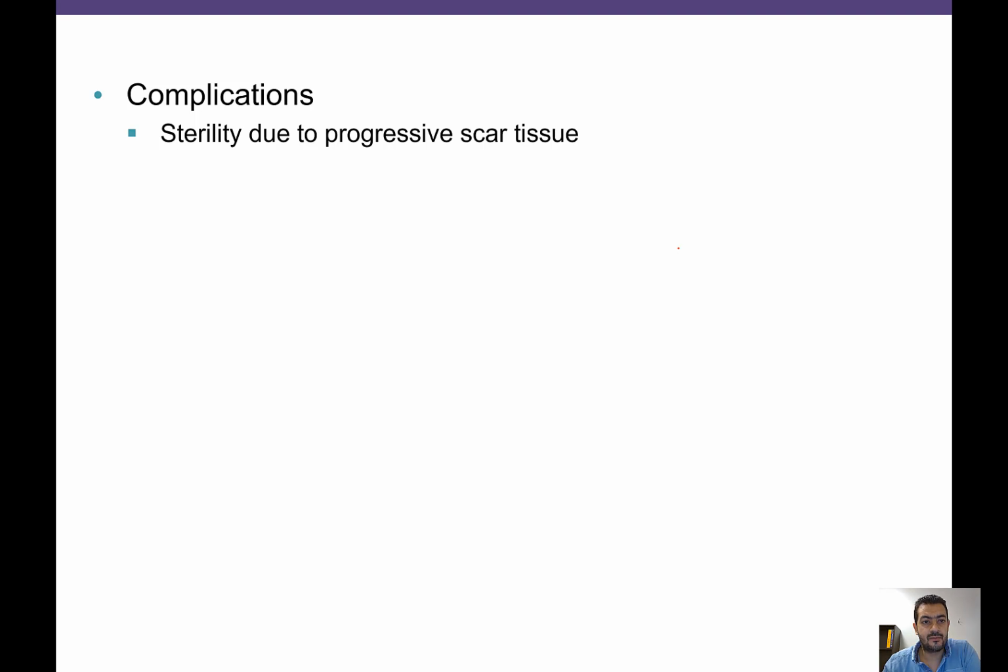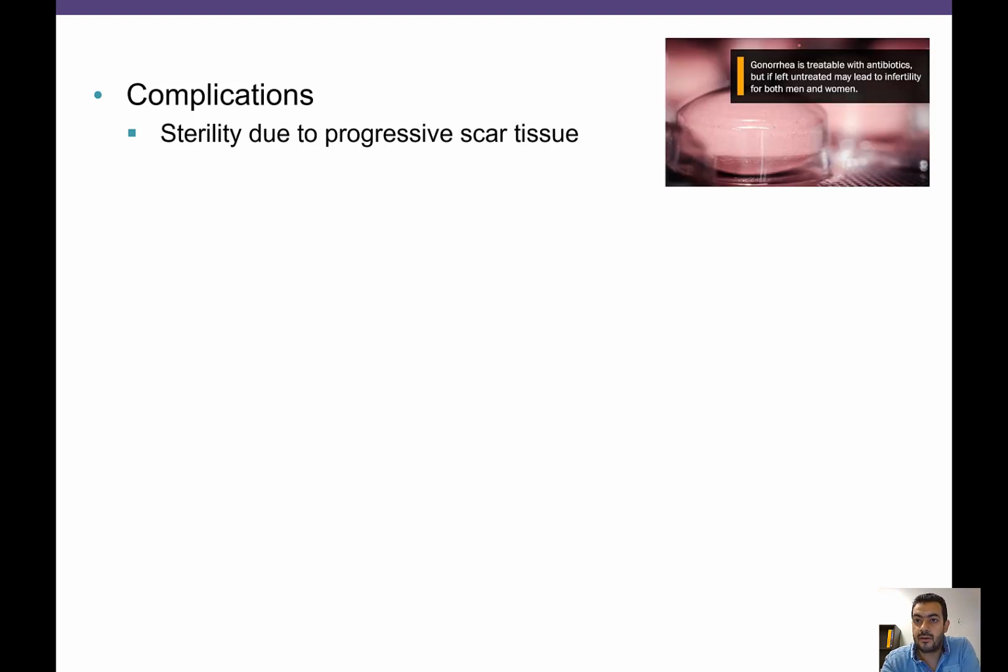They cause inflammation, if you remember, of the urethral epithelial cells. This strong inflammation will lead to scar formation, like damaged tissue, and this may obstruct the tubes that we have there in the reproductive system, so it may lead to sterility or infertility. As you can see here, gonorrhea is a condition treatable with antibiotics, but if left untreated, it may lead to infertility or sterility, and we can see this in both females and males.